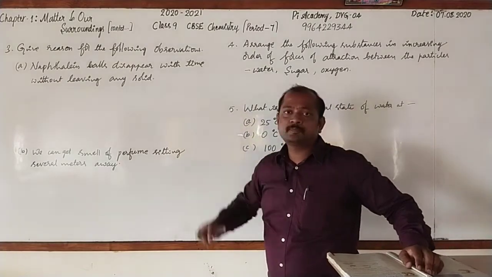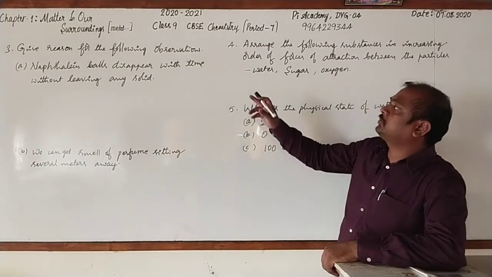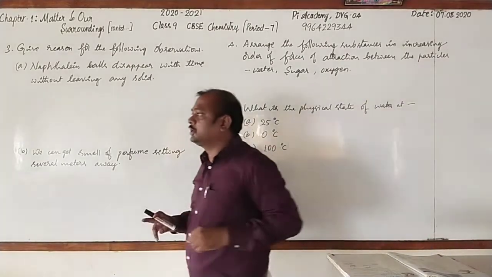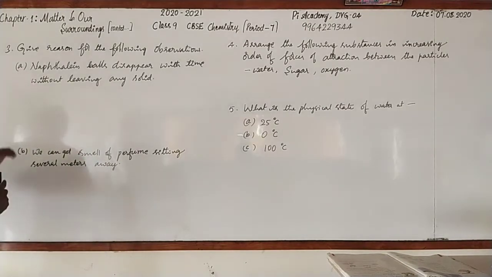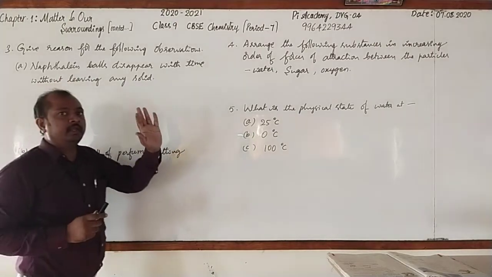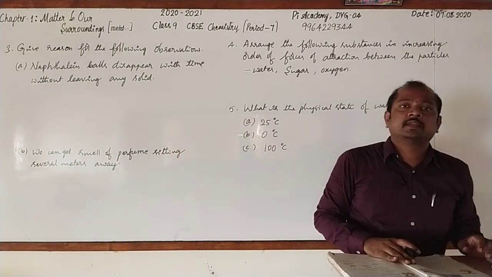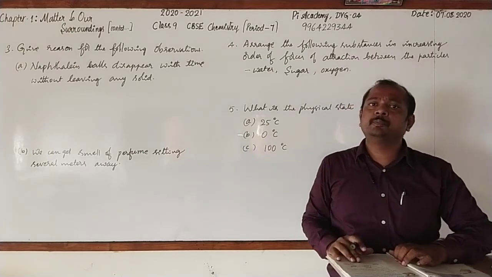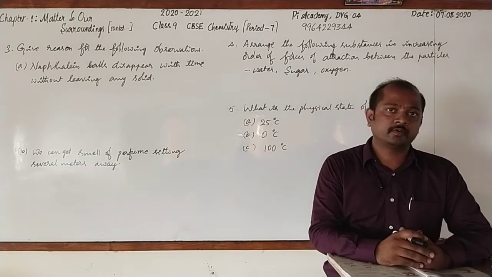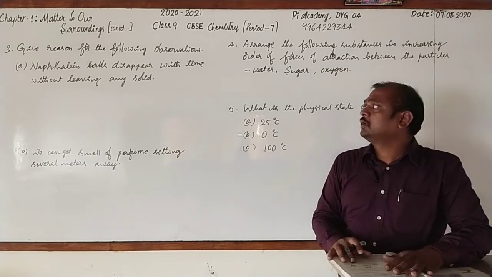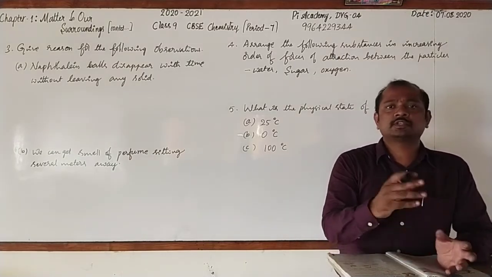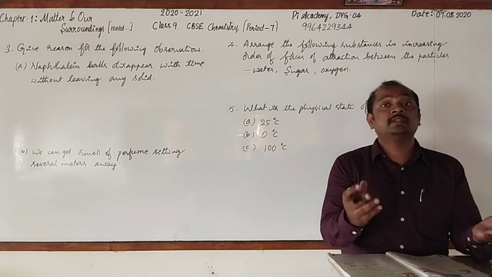Dear students, observe the third question. Give reasons for the following observations. So we have to give the scientific reasons. In that, A: naphthalene balls disappear with time without leaving any solid, right? Usually such naphthalene balls are used in the cupboard, particularly to protect the clothes from moths and small insects. And when you keep them in the cloth or in the cupboard, you just observe after a few days, it will disappear.